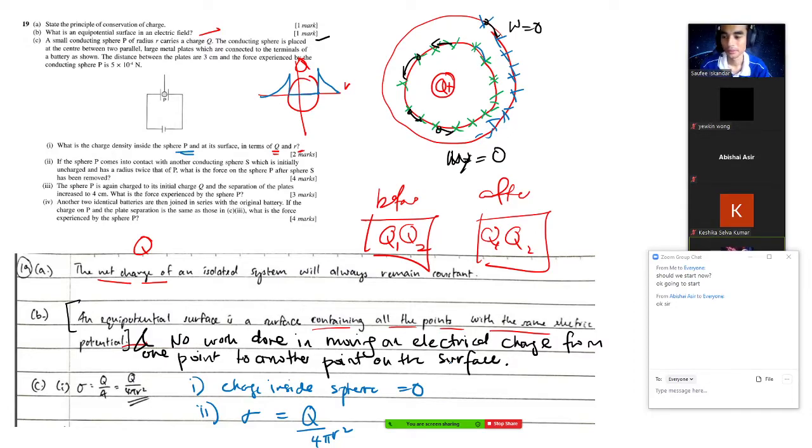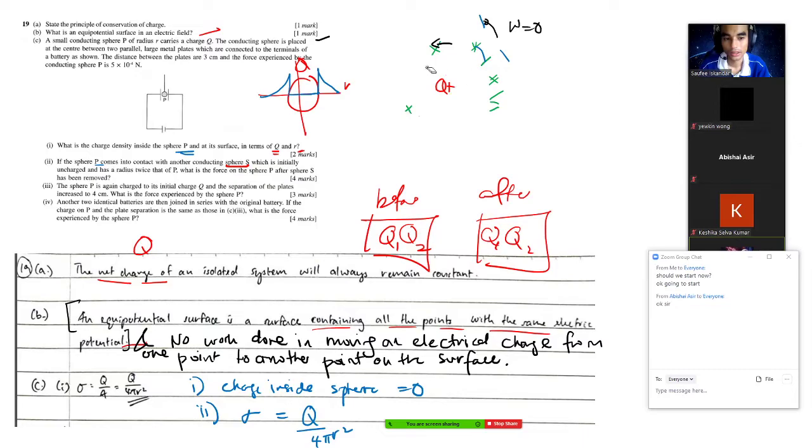Okay. Number 2, if the sphere P comes into contact with another conducting sphere S, which is initially uncharged and has a radius twice that of P, what is the force on the sphere P after the sphere S has been removed? Okay, this is a common misconception of students. Why is it a common misconception?